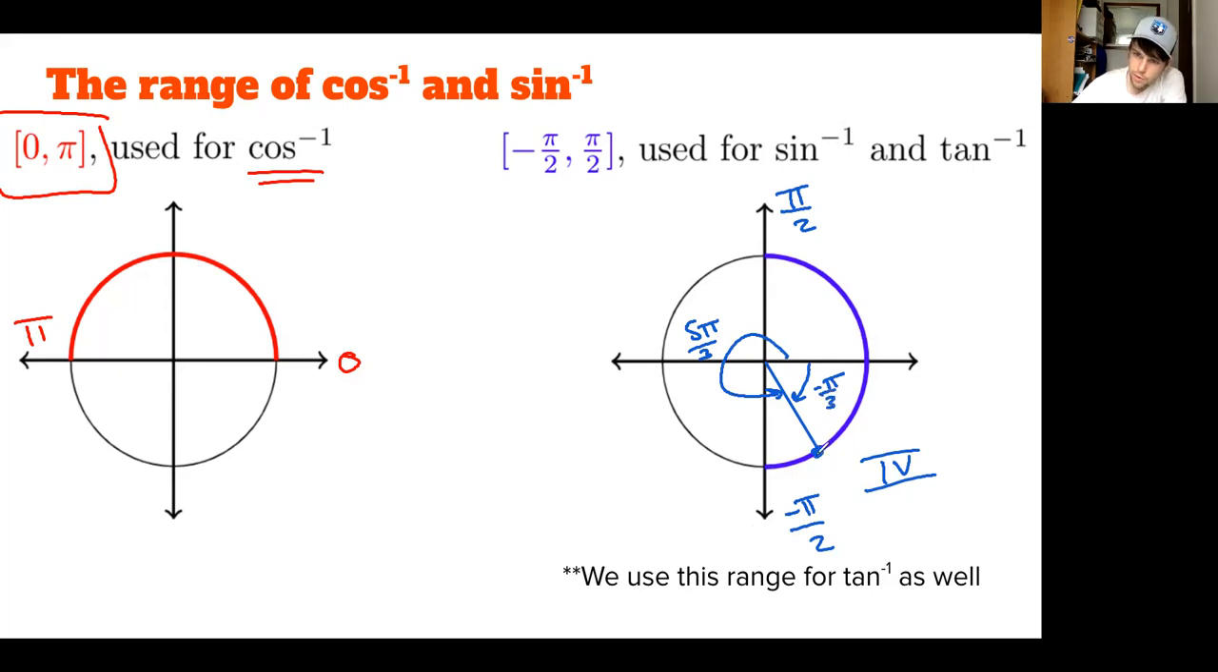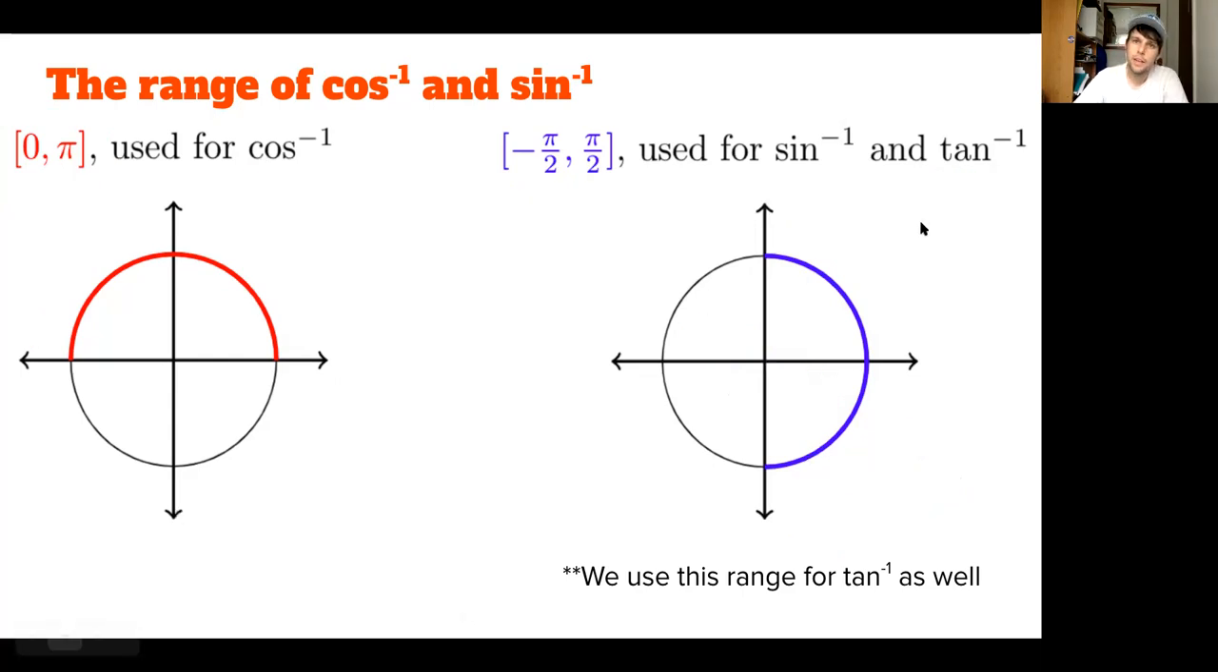So whenever we find an angle for sine inverse that ends up being in quadrant 4, we do have to do a little extra work and find this negative angle. That's the proper output because it has to fit inside of that range. We also use the same range for tangent inverse. So if we're finding tangent, we also only look at that part of our unit circle.